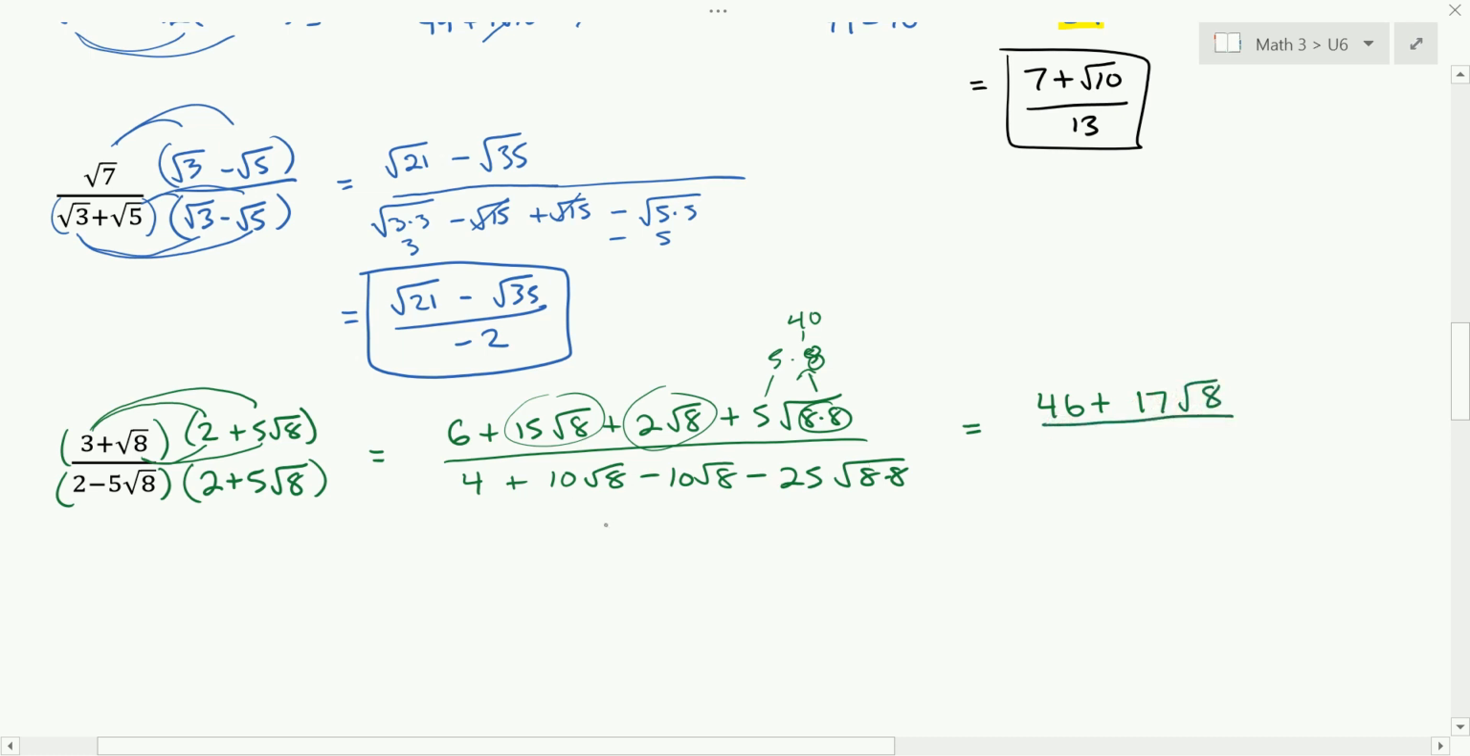And then in the denominator, we can add the 10 root 8 and the negative 10 root 8, and we get 0. And this is minus 25 times 8. 25 times 8 is negative 200, right? And so we have 4 minus 200, which is negative 196.